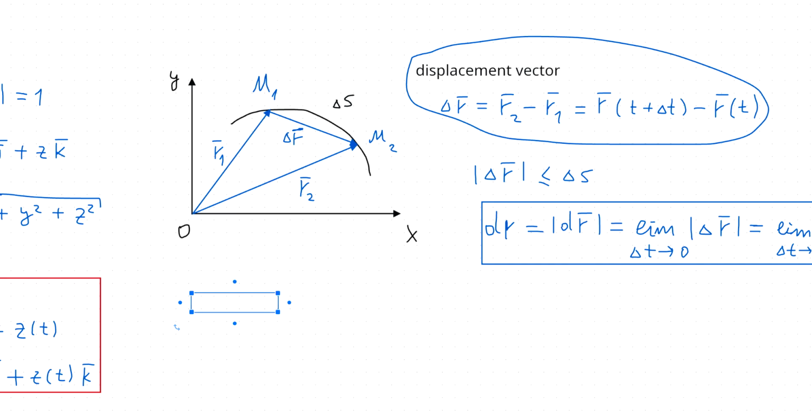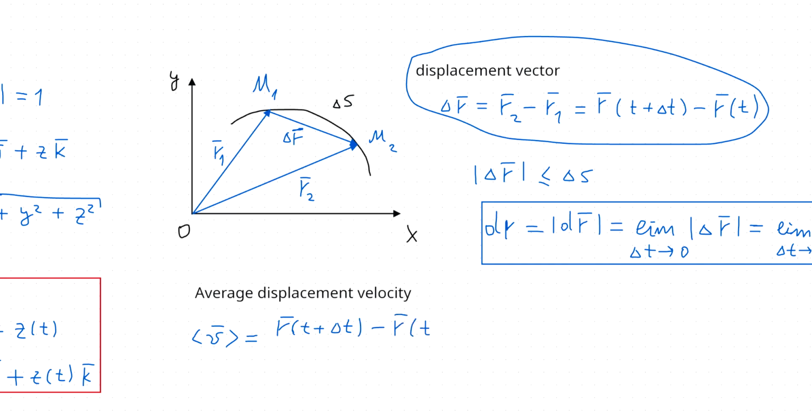Average velocity of displacement. Average displacement velocity is equal to... It may be written in angular brackets. It is the average velocity, and it is equal to the increase of radius vector, r at time t plus delta t, minus r at time t, divided by the increase of time.